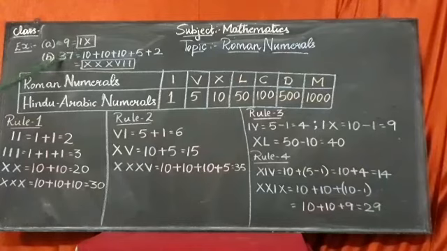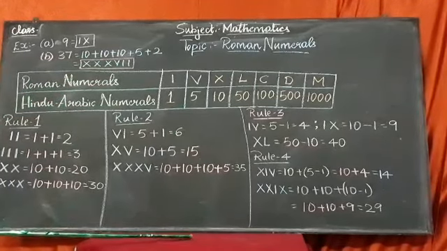37. 37 means 3 times X, that is 10 plus 10 plus 10. 7 is 5 plus 2. So we get in Roman numerals X, X, X, V, I, I. That is 37. Please do exercise 7, page number 15.